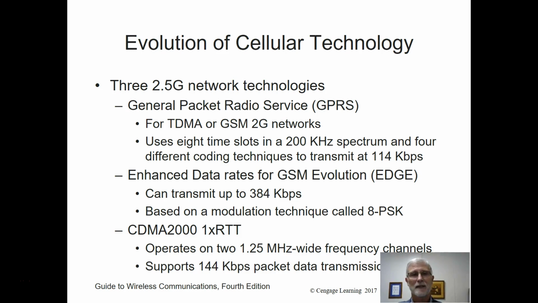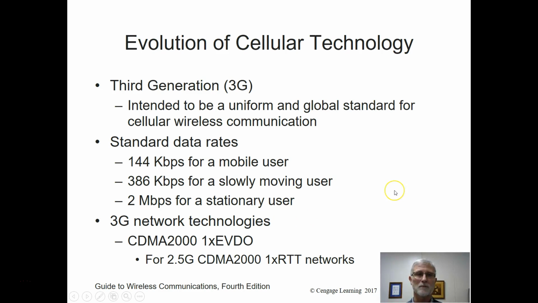Now, there were 3 different types of 2.5G. You had General Packet Radio Service, that's for TDMA and GSM systems. You had the Enhanced Data Rates, EDGE, for the GSM systems, and you had CDMA2000 1xRTT, which allowed them to move up from the circuit switch.